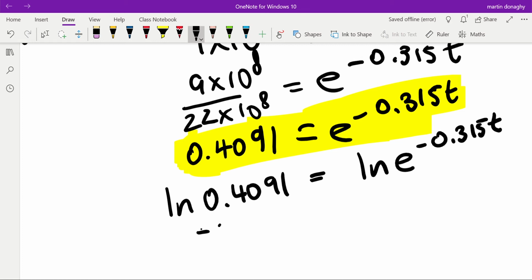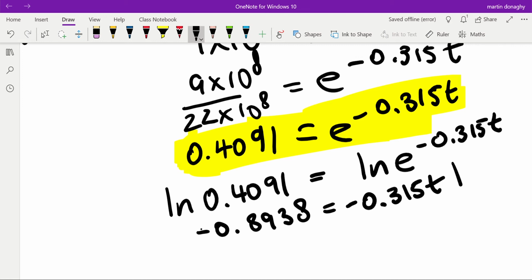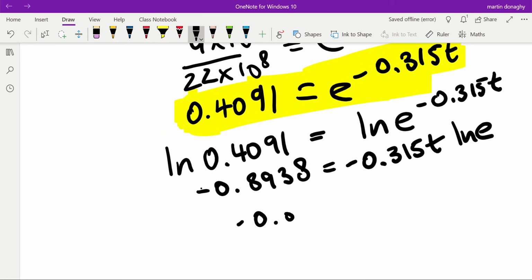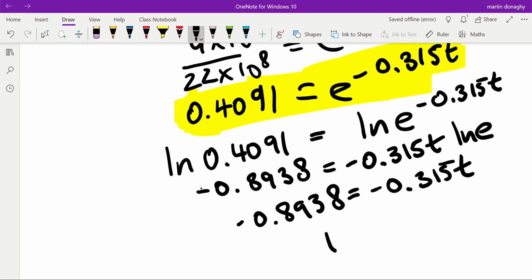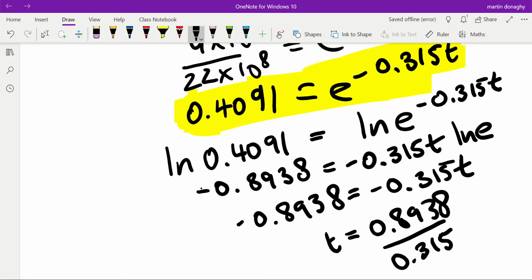Natural log of that on the left-hand side is minus 0.8938. And then we have to deal with this side. The nice thing about logs is we can take an indice down in front of it. But natural log e is equal to 1. So in fact we end up with minus 0.8938 equals minus 0.315t. So t is just going to be 0.8938 divided by 0.315. The minuses just cancel out there. And that gives us 2.84 hours.